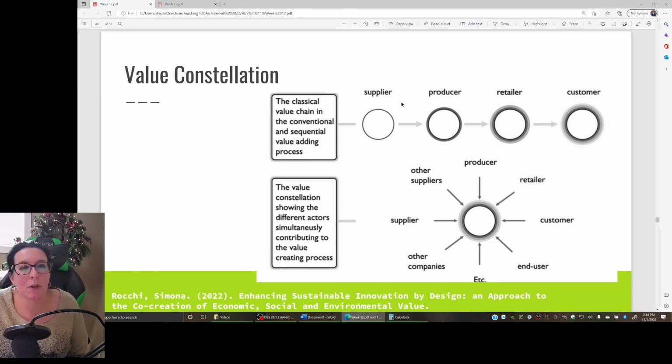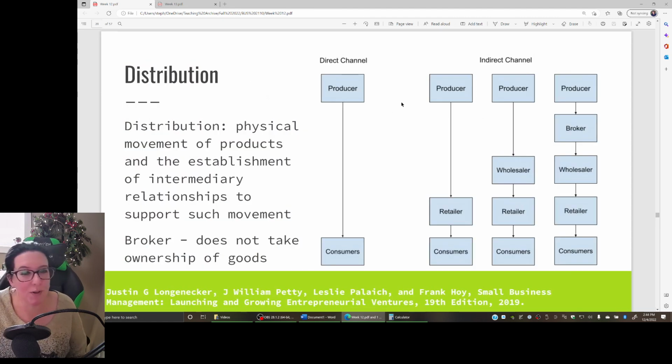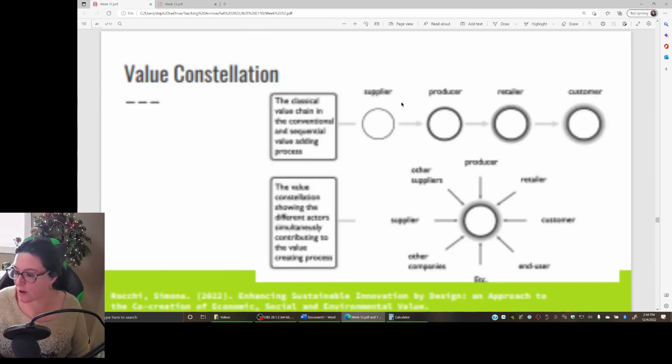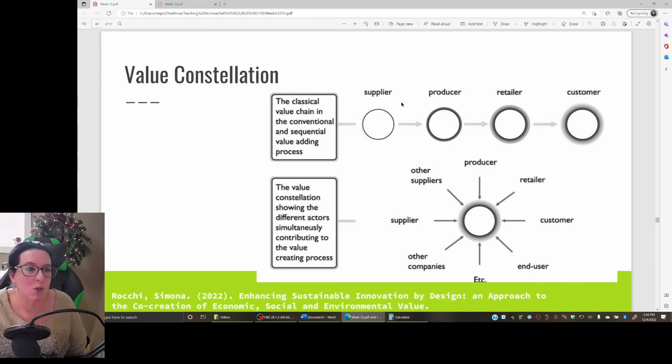So previously we were looking at the value chain and our supply chain. And so we typically think of these as a sequential process. So we have our supplier going to the producer, going to the, as we saw before, right? We have wholesalers, we have retailers, all the way to the customer. So we often think of this as a sequential process.